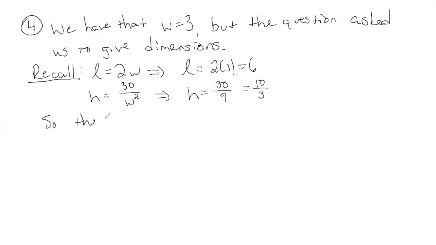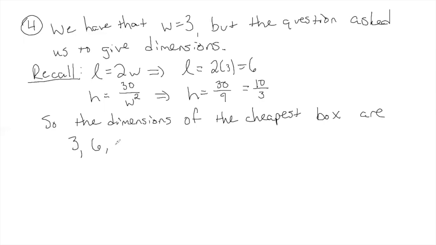So the dimensions of the cheapest box are 3, 6, and 10 over 3. This is the box which minimizes the cost, and we're finally done.